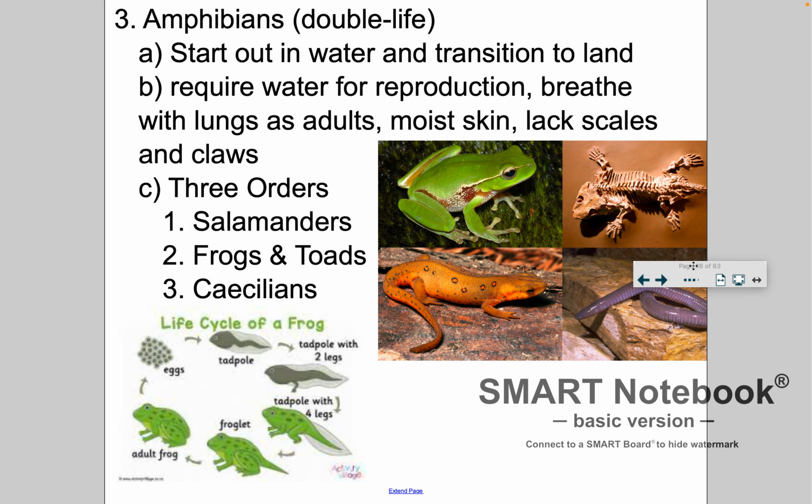The caecilians, basically underground amphibians. Their eyes are useless. They just look like a giant worm, basically a salamander that has lost its limbs, and they just burrow into the ground.